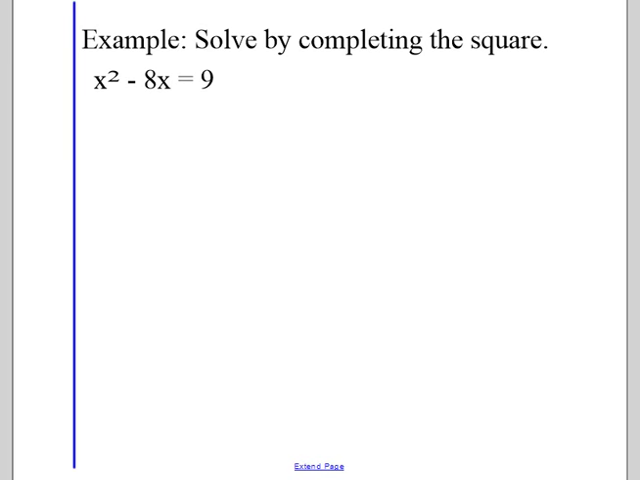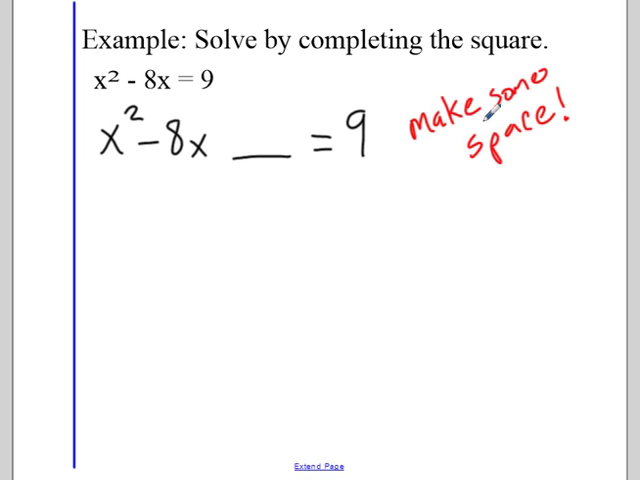So here's how you complete the square as a way of actually solving a quadratic. It's kind of a combination of everything we've been talking about so far. First off, this is what I call my make some space step. I literally am just going to rewrite this problem, leave a nice good blank space right here for me to fill in. Now, whatever I choose to fill in into this spot needs to be compatible with the 8.